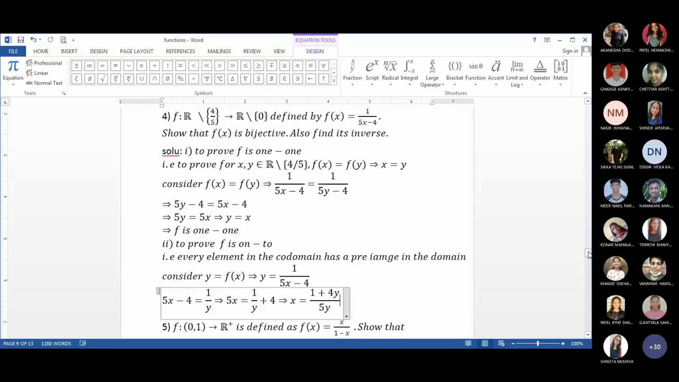So my x is 1 plus 4y upon 5y. Now we have to check, for every y in the codomain, does my x belong to the domain? Since y is a non-zero real number, 1 plus 4y will also be a real number, and 1 plus 4y divided by 5y will also be a real number.